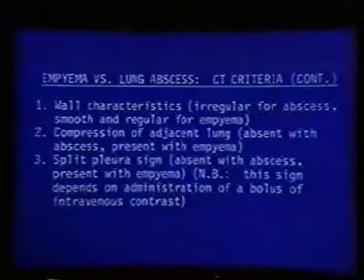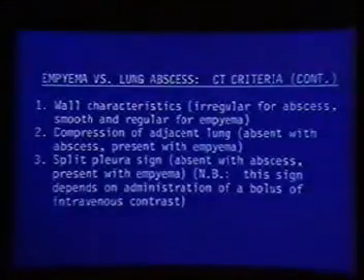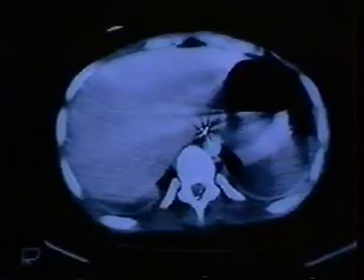The first is that you cannot appreciate wall characteristics in many cases with conventional radiographs, but with CT that's often quite easy. Lung abscesses tend to have thick, irregular walls, whereas empyemas tend to have very thin, smooth, regular walls. And here, contrasting two cases, the case on the left shows a very thick, irregular wall, typical of a lung abscess. The case on the right actually demonstrates bilateral empyemas with nearly imperceptible walls.